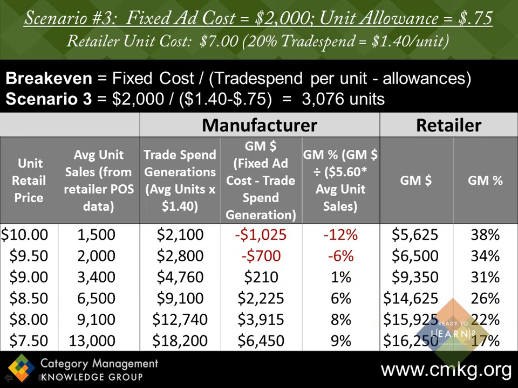Finally, scenario number 3 has the flyer at a $2,000 cost and a unit allowance of 75 cents. So the break-even is 3,076 units before the supplier starts generating gross margin. For the retailer, they're making the most margin at the $7.50 price point.